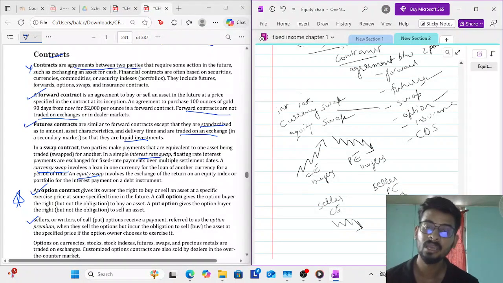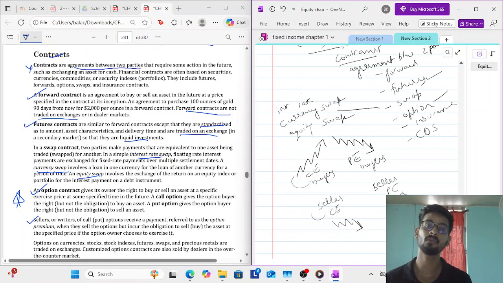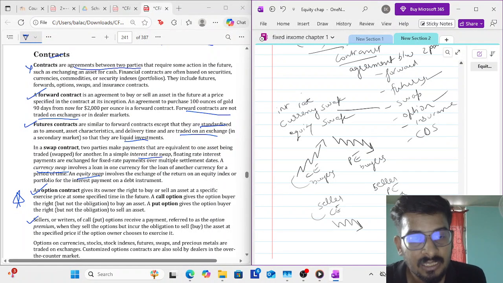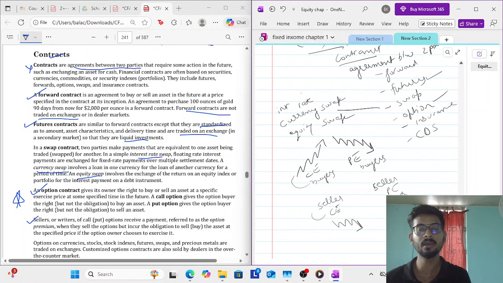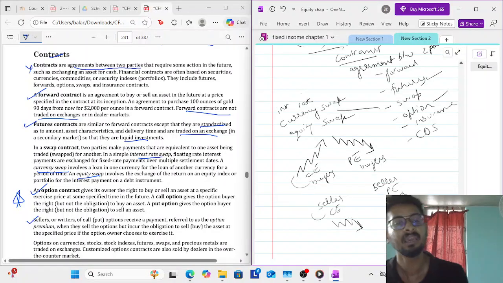If you want the logic, if one guy is buying, another guy is selling. There is a buyer for every seller, right? So if one guy is bullish, the other guy must be bearish, right? So this is actually the seller. Let's see what is written. The seller of an option receives a payment referred to as the option premium when they sell the option, but incurs the obligation to sell the asset at the specified price if the option buyer chooses to exercise it.